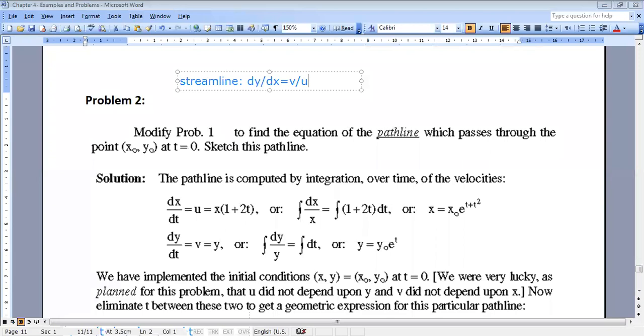V is the component of the velocity in y, while u is the component of velocity in x.